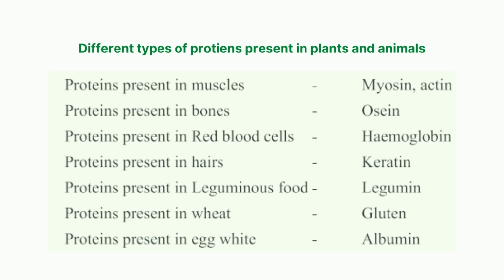Protein present in plants is leguminous food. Some examples of leguminous food are beans, long beans, soya beans, so these legumes contain a protein called legumin. Wheat has gluten protein, that is another type of protein present in wheat. And finally, this type of protein-rich food is egg white, and this egg white contains a special type of protein that is called albumin.